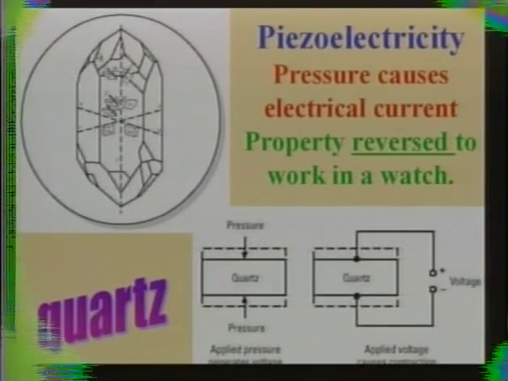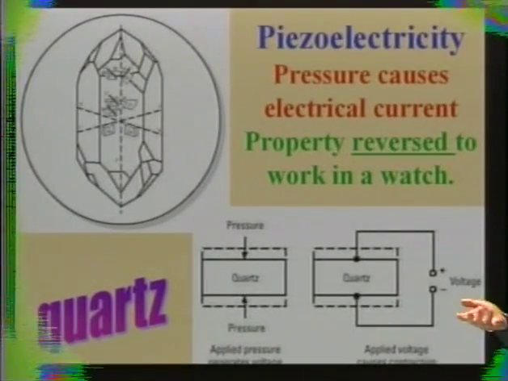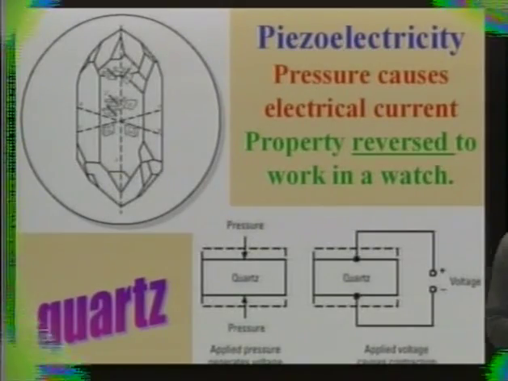And if you take and slice these up into little thin wafers and then apply pressure to those wafers, you can create an electrical current. That's what piezoelectricity is. But what we do to use it in everyday life, we reverse the process. We reverse that process in watches. Ever heard of a quartz diode watch?